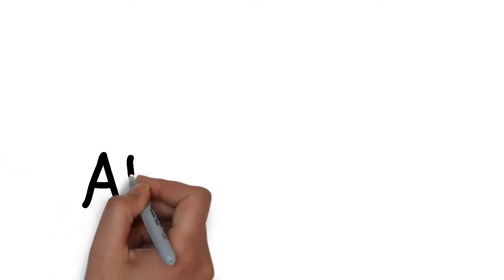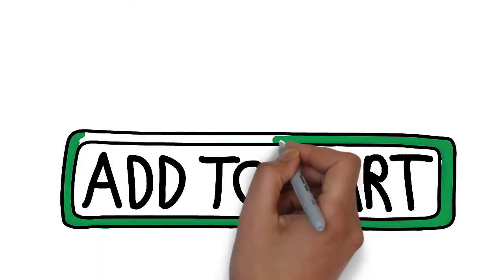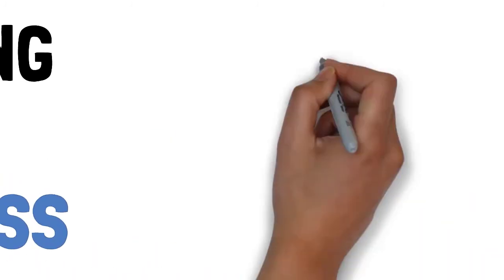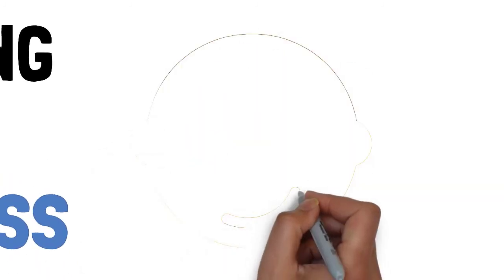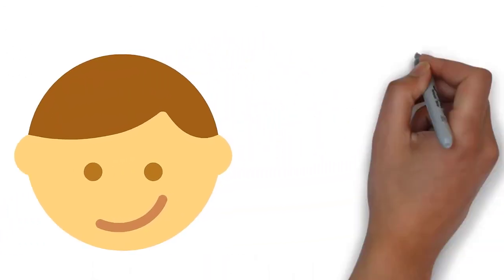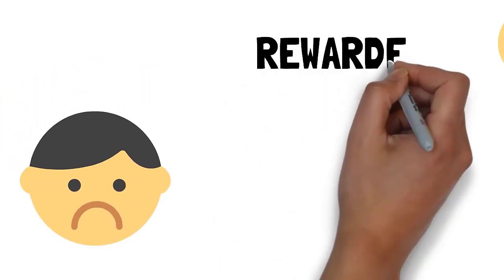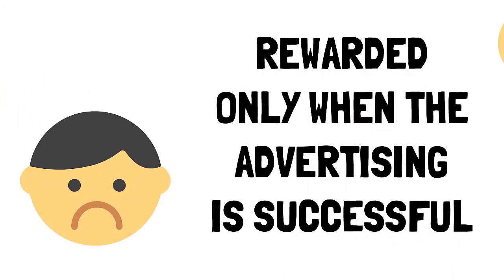Cost per action or acquisition means that the advertiser only pays when an advert gets some action after the user or potential customer clicks on it. This is usually the ideal option for advertisers since they pay only when the desired objectives are met. But it may be the worst type for the publisher because they are rewarded only when the advertising is successful.